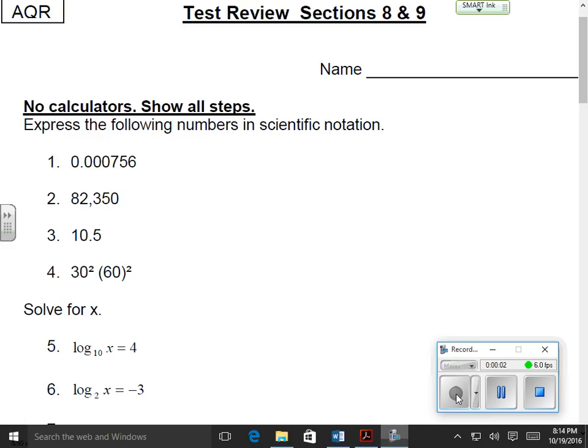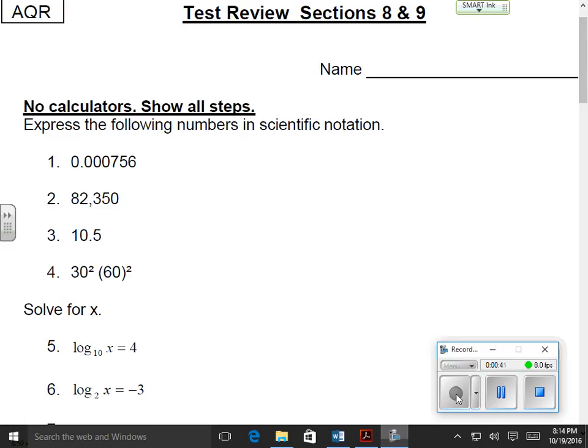Okay, we're going to start the test review for AQR over sections 8 and 9. Part of the last test was over scientific notation, but I wanted to go over that again. It's going to be on the test. On the test on Friday, you won't be able to use a calculator. You can on the review to double check your work, but not on the test on Friday. The problems and numbers will be different, but the process should be the same.